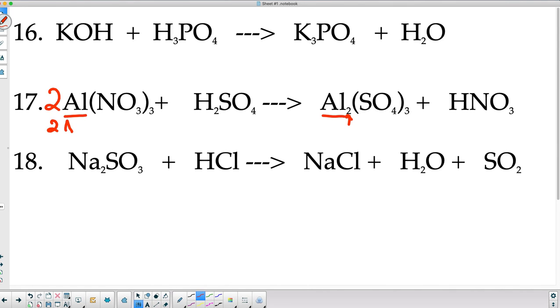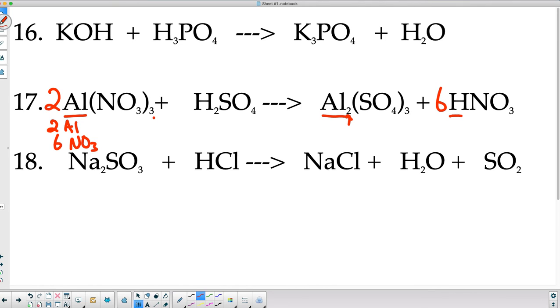Now that means I have two aluminums, but it also means I have 2 times 3 is 6 NO3s. Okay, that's important because on the right-hand side, how many NO3s do I have? I do not have 3 NOs. I have only one NO3 because if there were more than one, I would have parentheses and a number on the outside. So that means I only have one NO3 there, and to get 6, I need to put a 6 in front of the whole compound. So now I have 6 hydrogens over here.